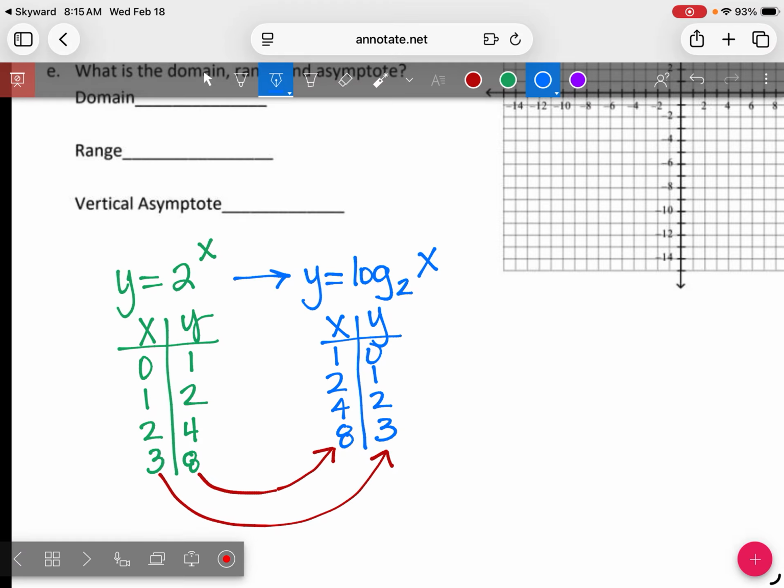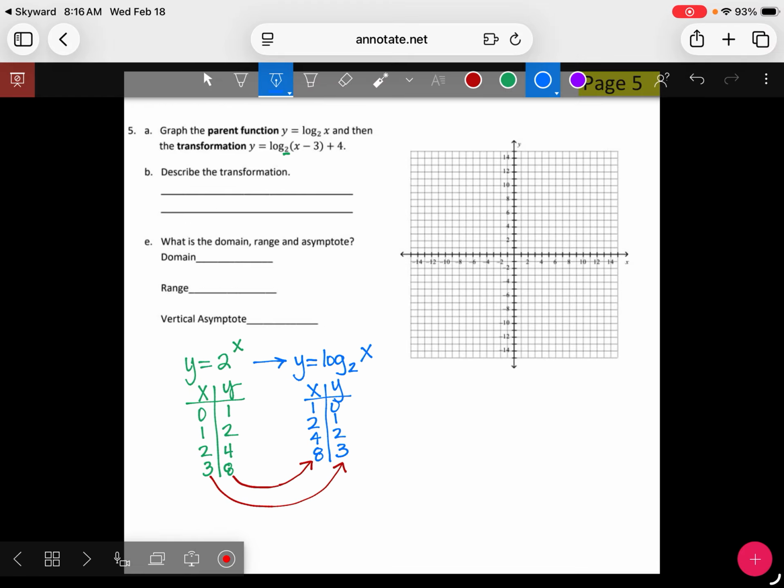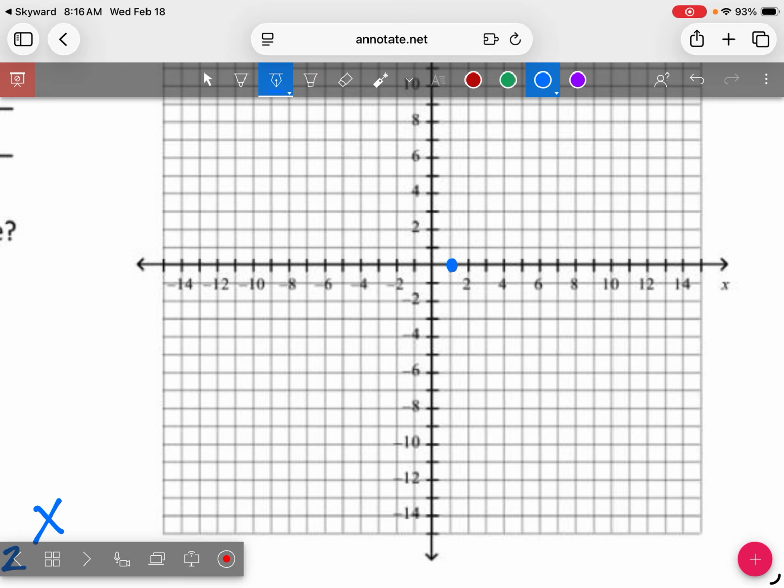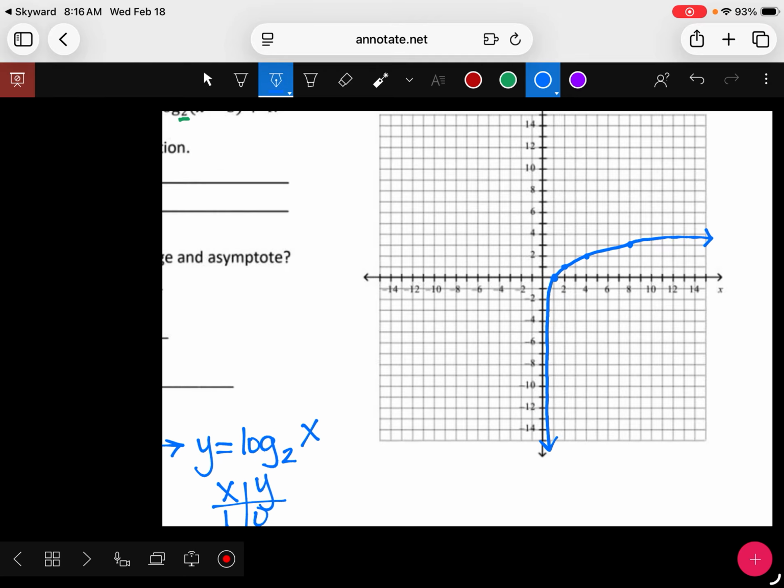This is the parent. Remember, the first step is to graph the parent. So let's go ahead and graph that. Put a point at 1, 0, 2, 1, 4, 2, 8, 3. And make sure that when you're drawing that parent that you do not go across that y-axis. See how I'm getting close to it, but I'm not crossing it.